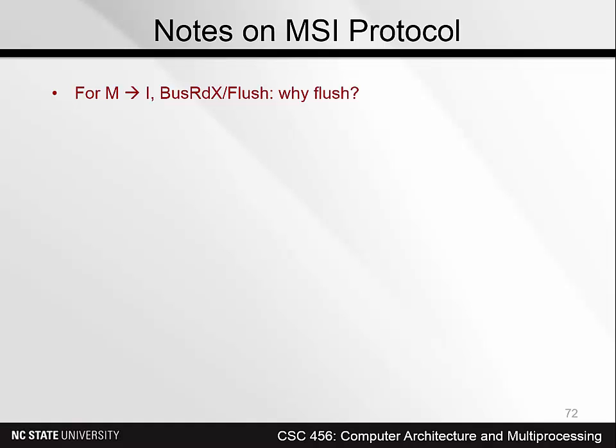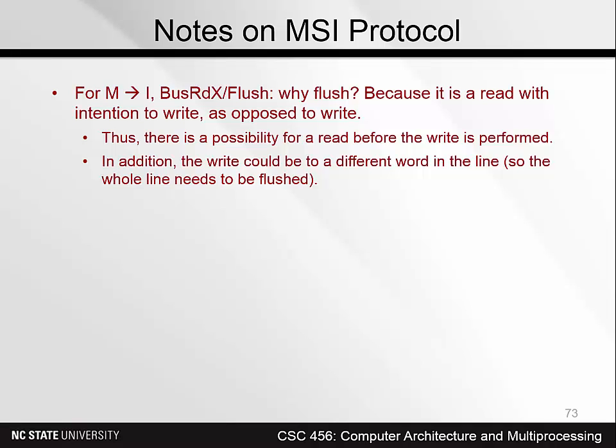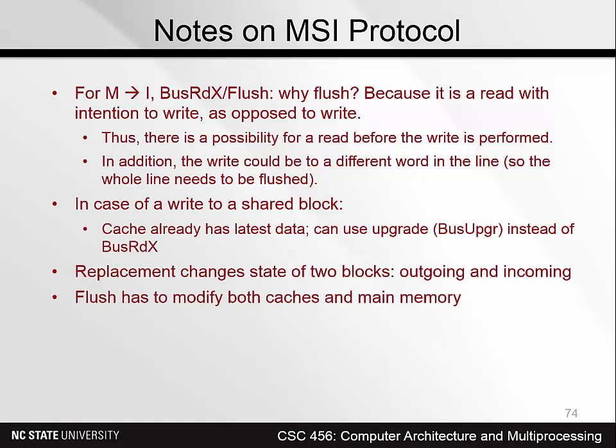At first glance, you might wonder why a flush is needed. Why can't the second processor just read the line from main memory and then overwrite the write that was performed by the first processor? There are two reasons for that. First, it could be a read with intention to write, something like an increment instruction, where the existing value needs to be read first. Or the second processor might write to the same block, but to a different word in the block. Then, to stay current, it also needs to see the word that was changed by the first processor.